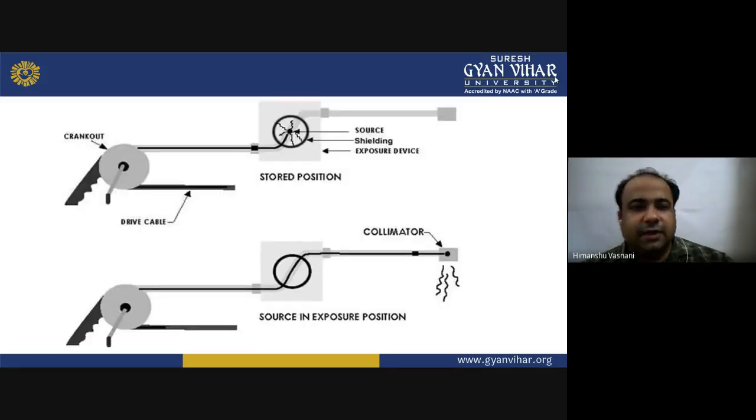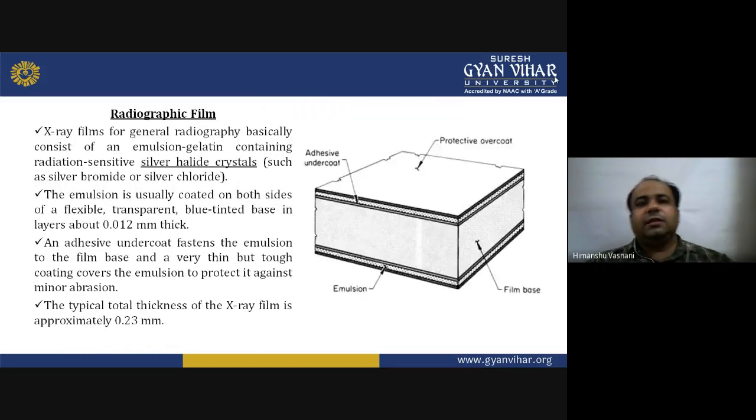Okay, you can see in the diagram there is the crank-out, there is the drive cable, there is the source, there is shielding, there is the exposure device. So when it is stored, it is kept safely. Okay, when it's exposed, in the exposure position, you can see the location. So we have to take care of the arrangement. Then radiographic film.